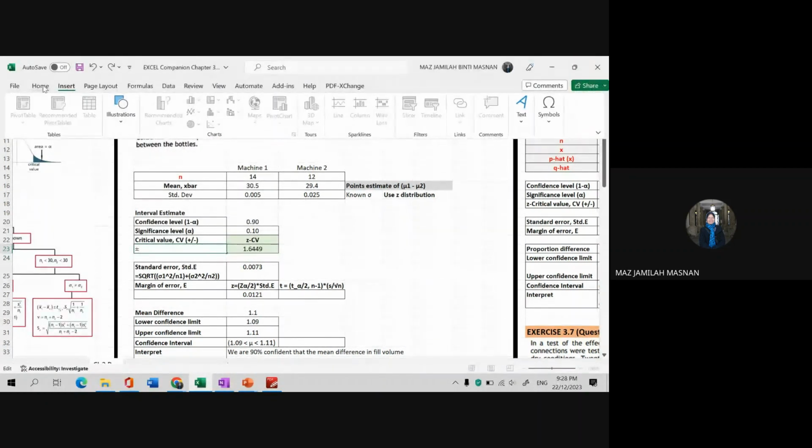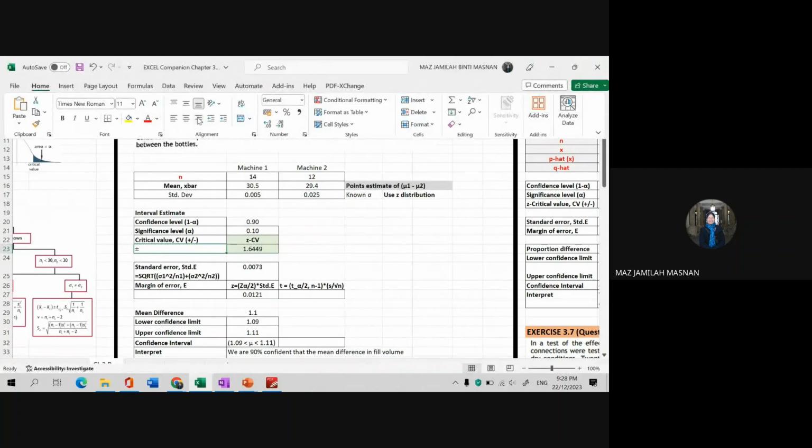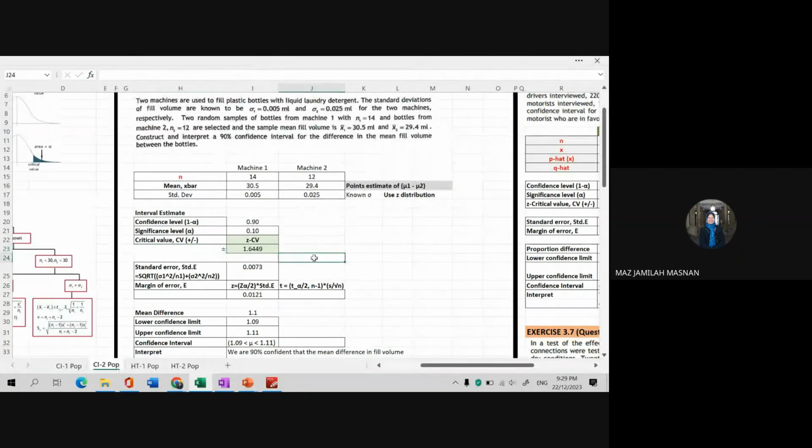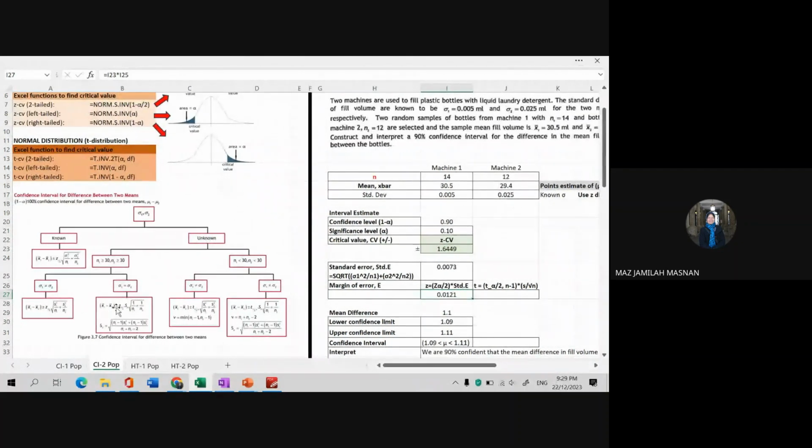Then you can continue with finding the standard error. In order for you to find the margin of error, remember how we get the margin of error? The margin of error is given by the multiplication of the critical value, that is Z alpha over 2, with the standard error. So we have to find the standard error.